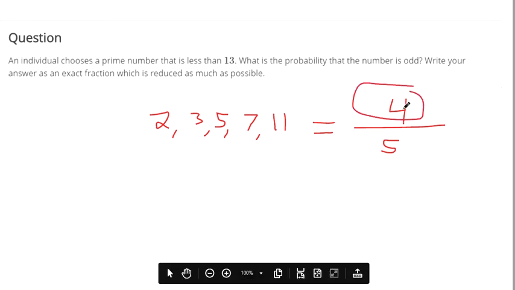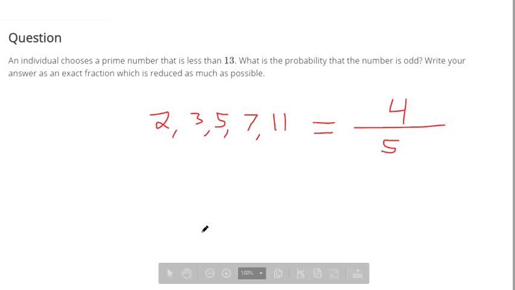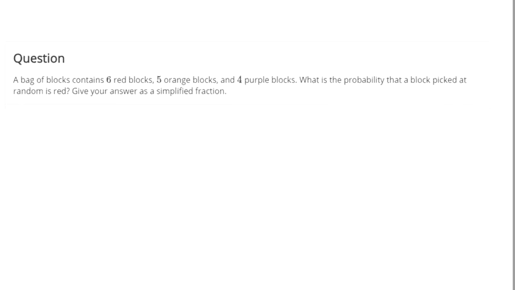There's 4 divided by 5 for our probability. There's 4 odd prime numbers that are less than 13 divided by 5 total numbers that we're dealing with. There's 5 prime numbers that are less than 13.